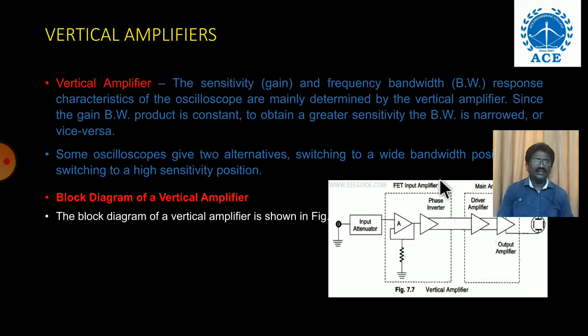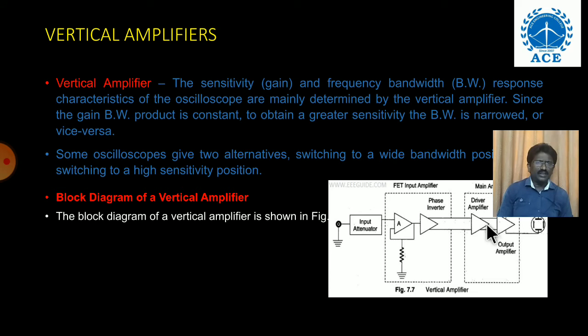So this is the block diagram of the vertical amplifier. It has parts, the first one being the input attenuator. With the help of the input attenuator you can change the input signal according to our requirement. Next you can observe an amplifier and phase inverter; this part is called the input amplifier. With the help of the phase inverter you can change the position of the signal, positive to negative and negative to positive. This is the phase inversion.